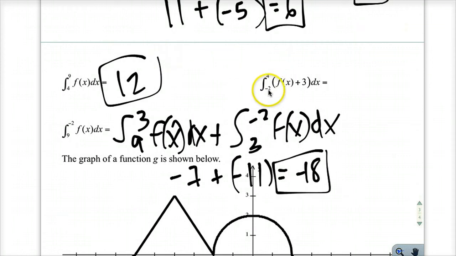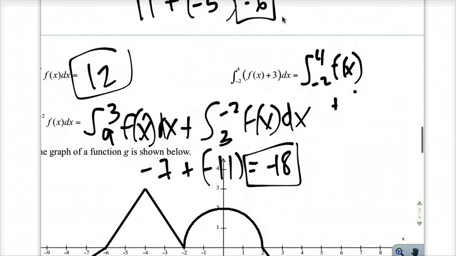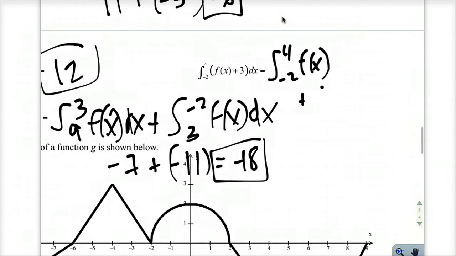And this last one, negative 2 to 4 of f of x plus 3. What I'm going to do is split this up into two separate problems. I'm going to take this integral and apply it to this one and this one.